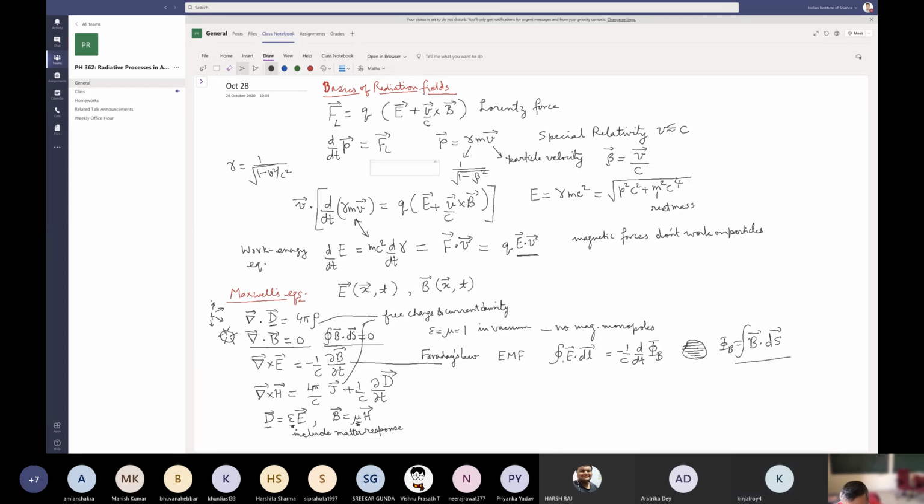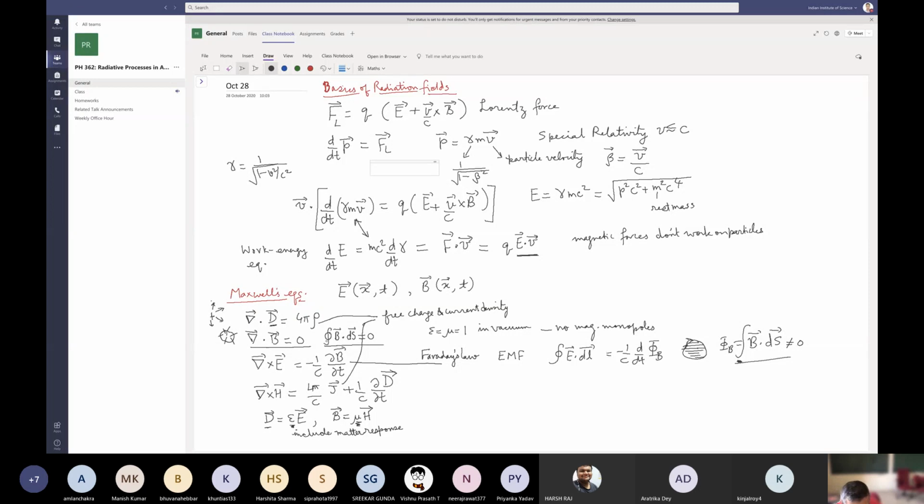Right. So what I did here is del cross E equals -1 by c dB/dt. Now I'm writing the integral form of the same equation. I consider a loop. Yes, Green's theorem we use for converting a line integral to a surface integral. dl is the border of the surface, so we can choose a surface with that border. So this is not a closed surface, basically. That's why this is not equal to 0. Right? Because we are not considering a closed surface.